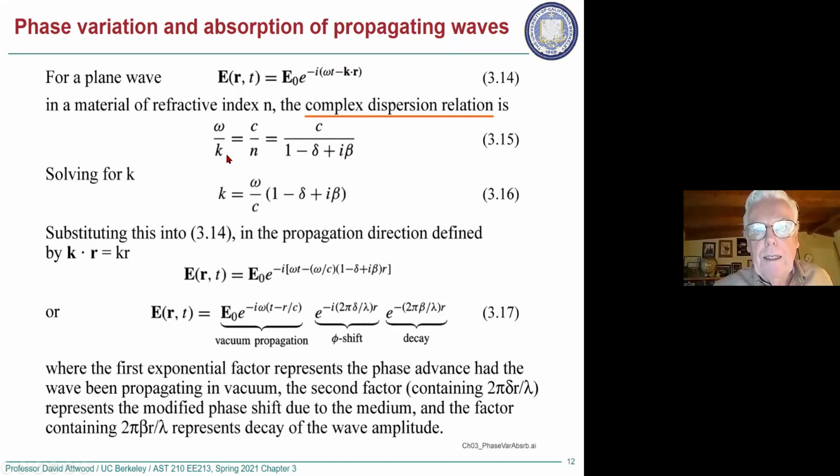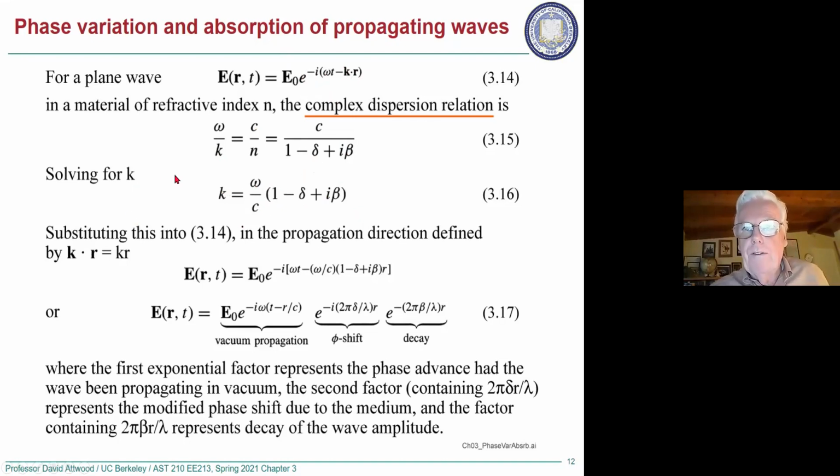And so now we can solve for k, as shown here. What's fixed is omega. Omega is driving the waves, and the electric fields are oscillating with the frequency omega. The k depends on whether you're in vacuum or in some medium.